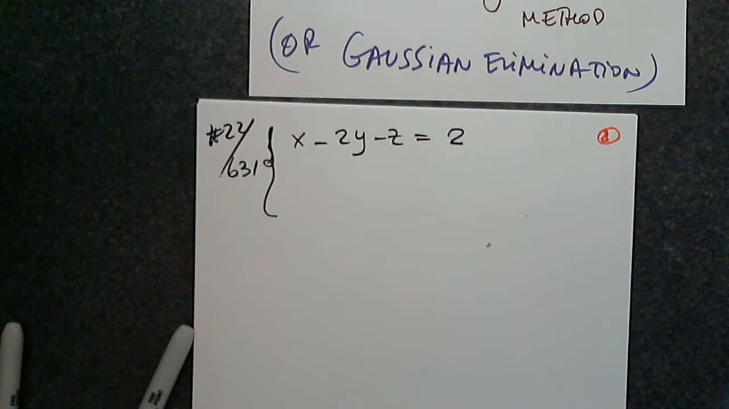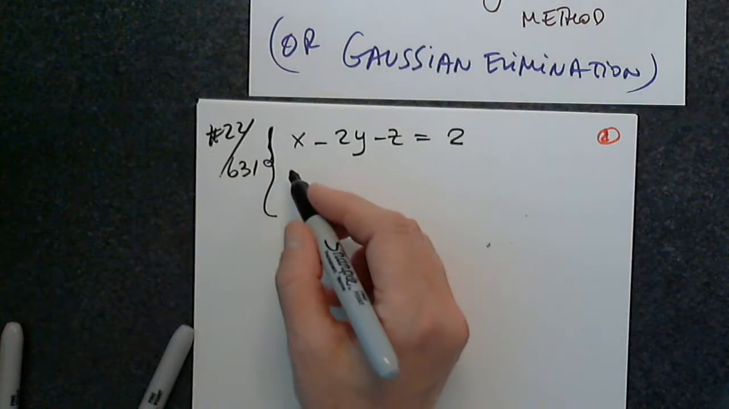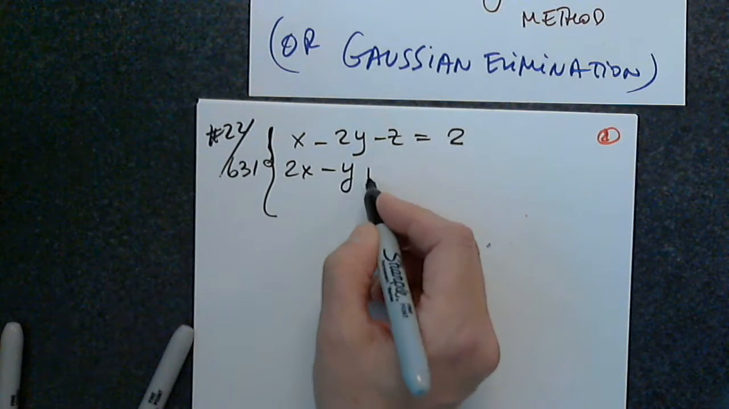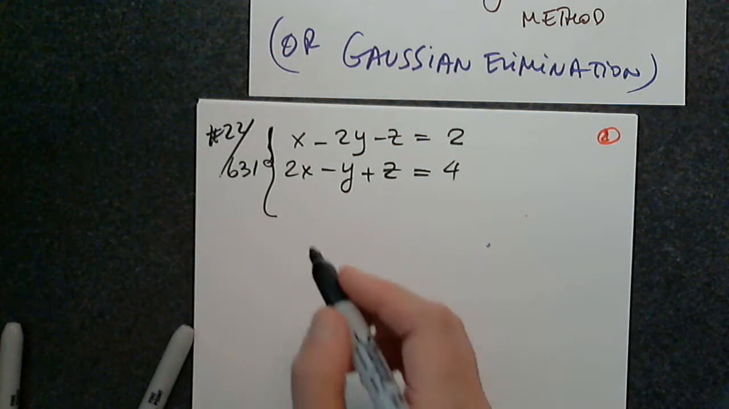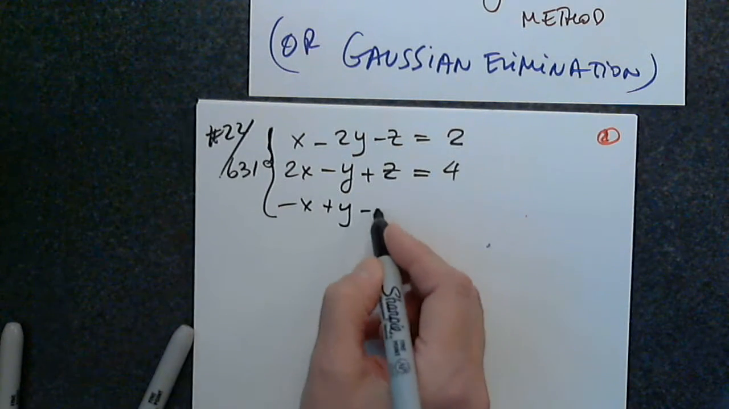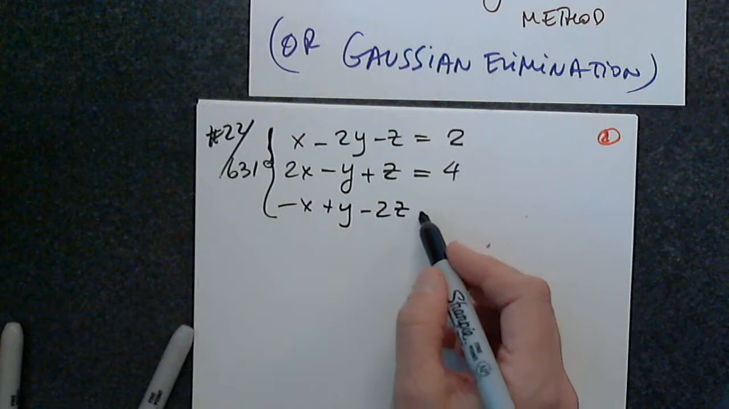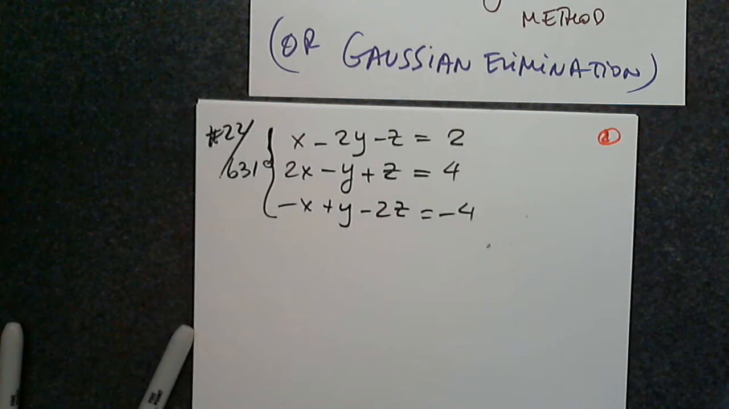So x minus 2y minus z equals 2. 2x minus y plus z equals 4. Negative x plus y minus 2z equals negative 4. So we see that this is a system of 3 linear equations in 3 variables.